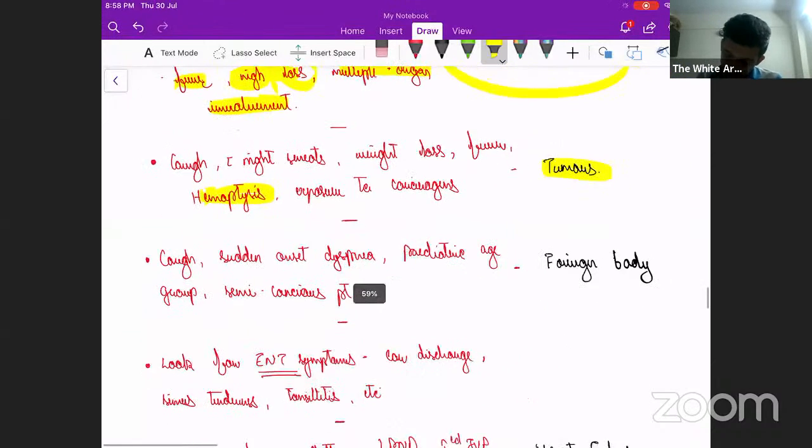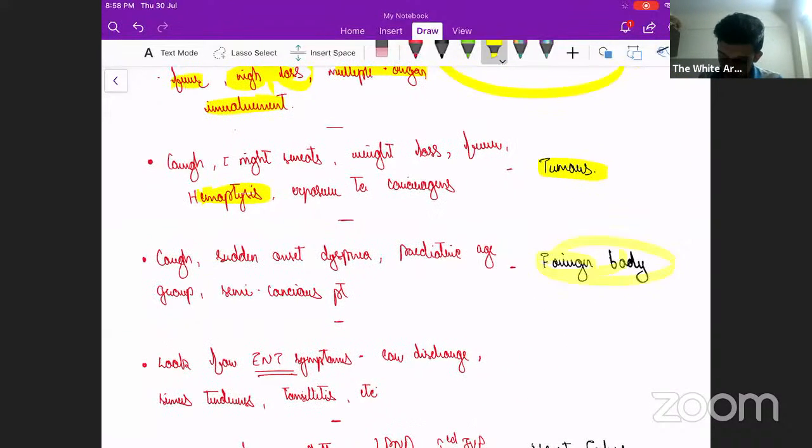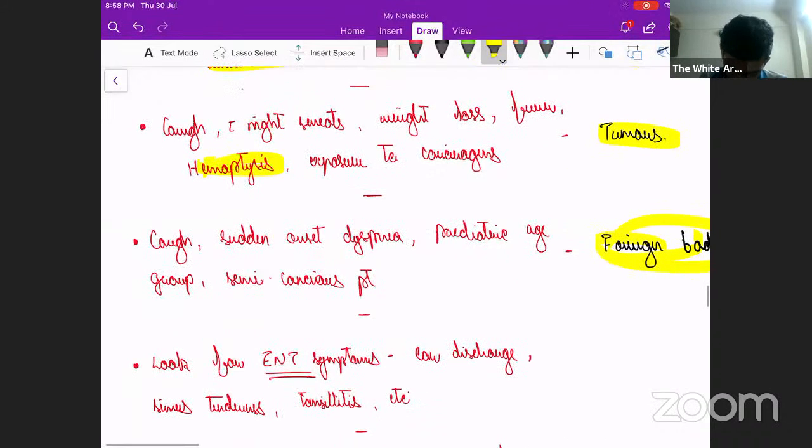Okay. Next is foreign body. So foreign body, you can think of cough which is sudden onset, along with dyspnea. And on auscultation, absent air entry to that particular field can be present, wherever the foreign body has gone and obstructed. Usually common in pediatric age group or in case of semi-conscious patients wherein they have aspirated a foreign body while eating something.